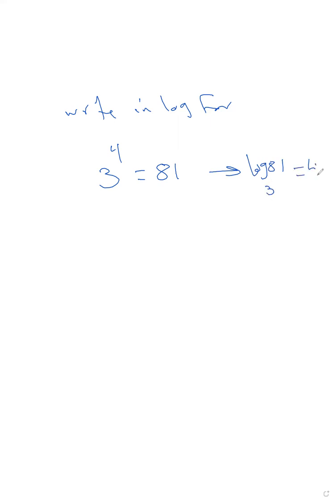Write in logarithmic form 3 power of 4 equals 81. Then it will be log 81 to the base 3 equals 4. And if you have log 32 to the base 2 equals 5, you can write it as exponential form, which is 2 power of 5 equals 32. Okay.